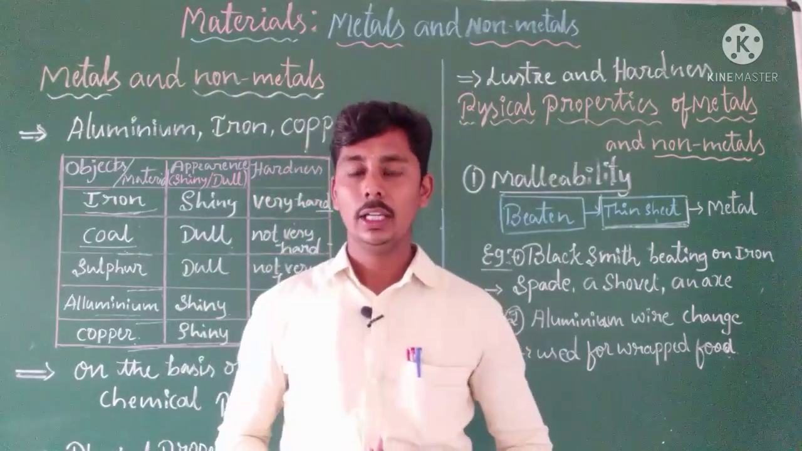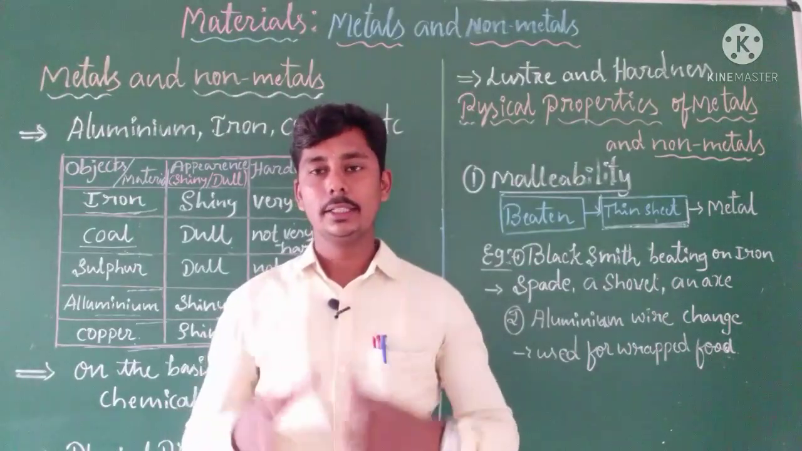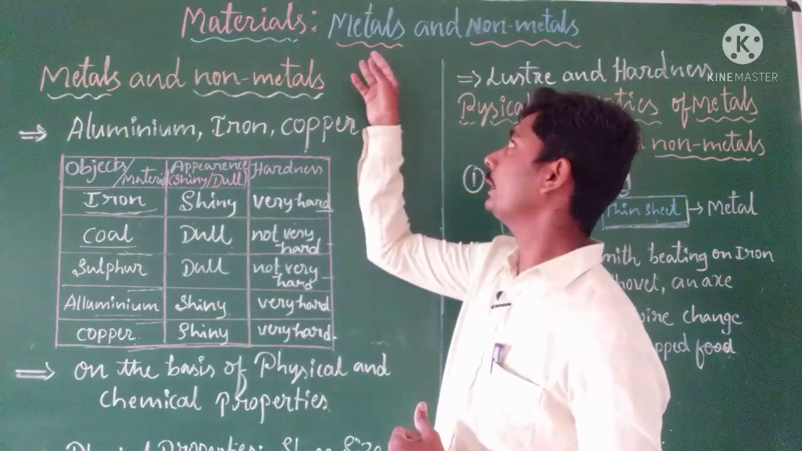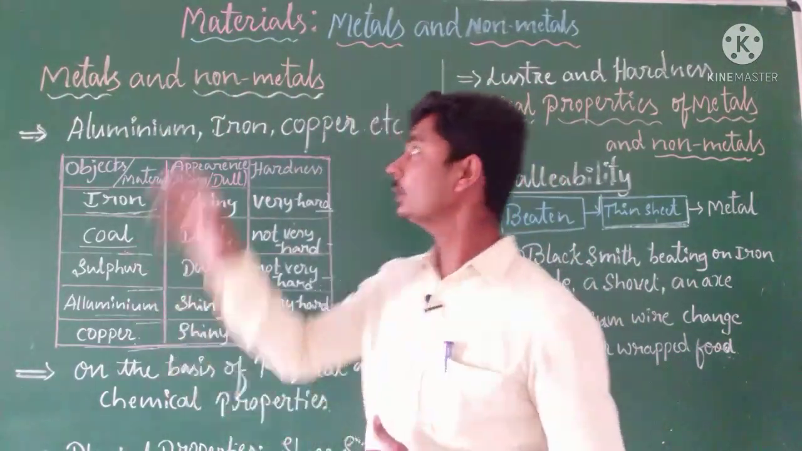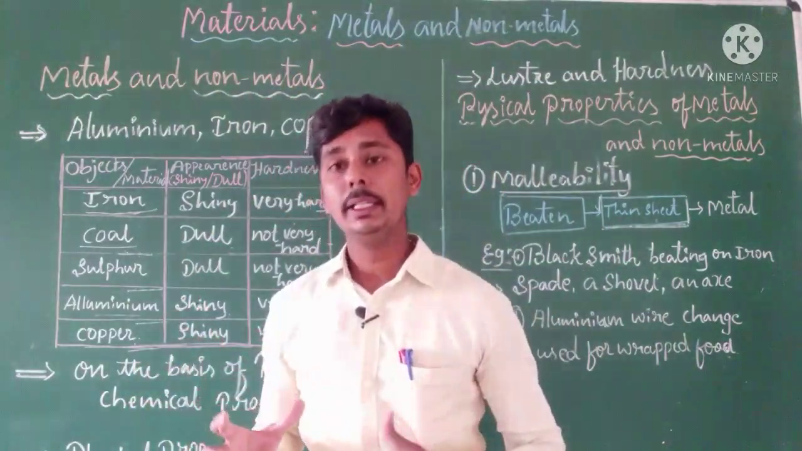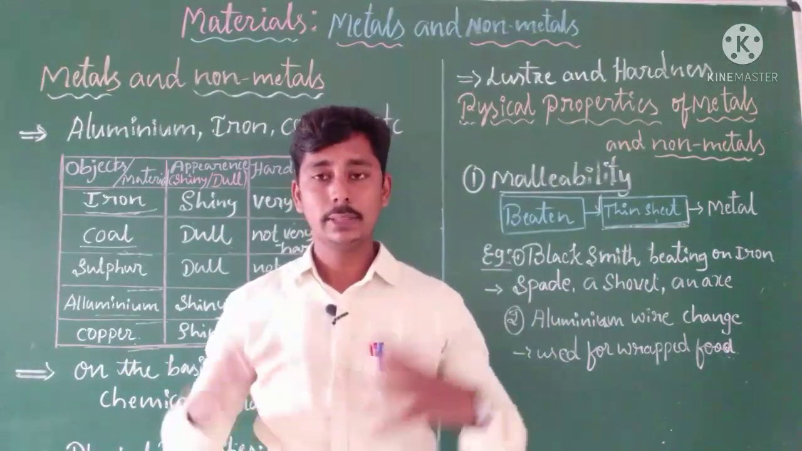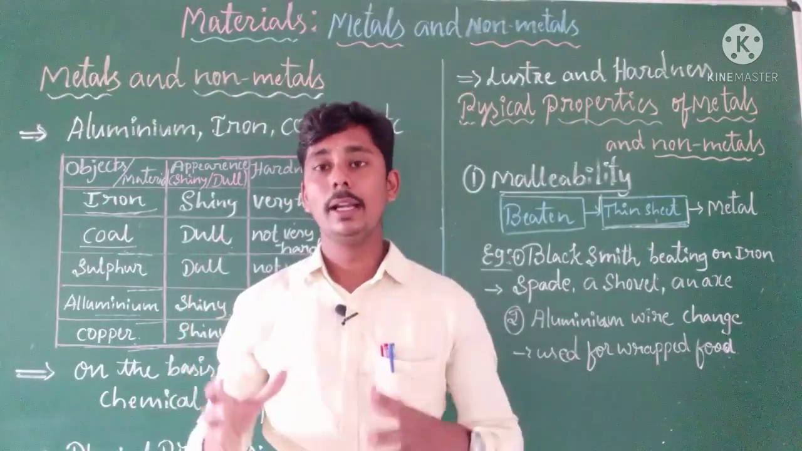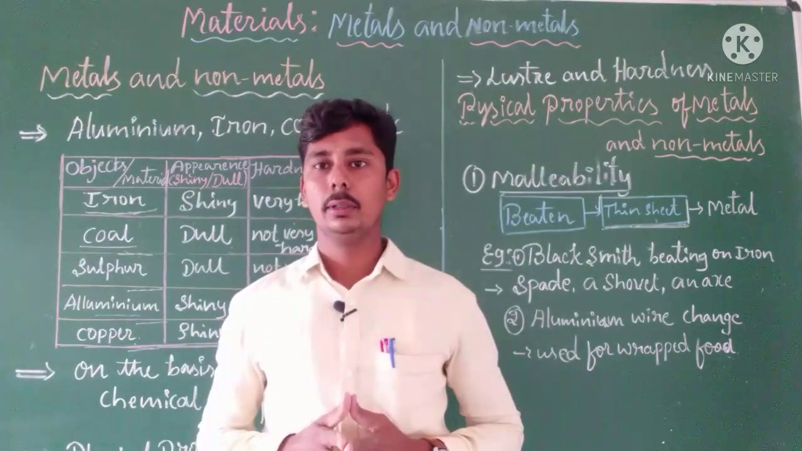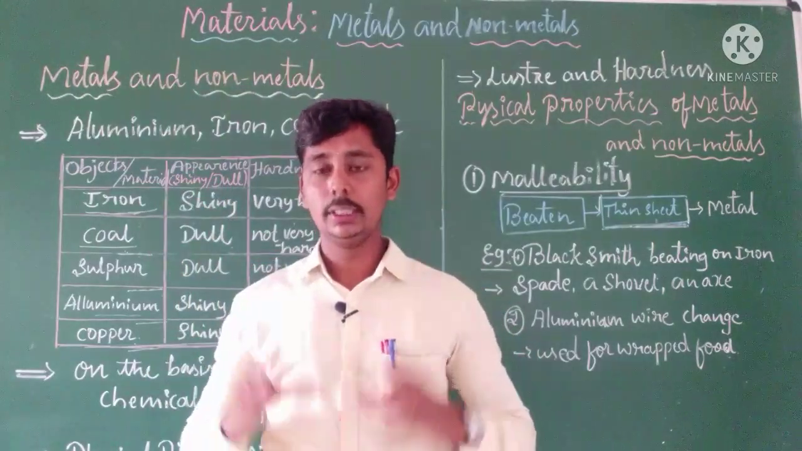Today in this video let us learn about the chapter of chemistry class 8, that is materials. This is a new chapter of chemistry: materials, metals and non-metals. It means metals and non-metals, these are the materials. So many kinds of materials are present in our surroundings. Those materials are divided into different types on the basis of appearance. Appearance means how the materials look.